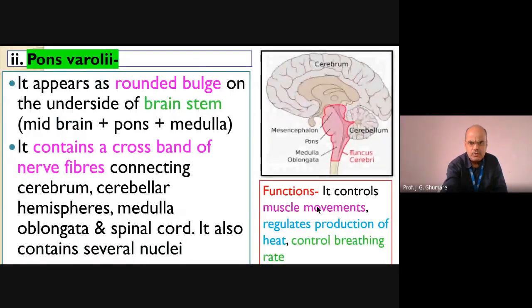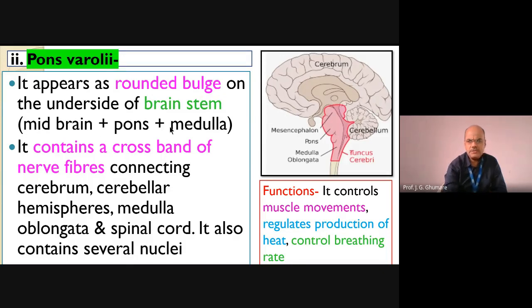The second part is called the pons varolii. See here, this bulging is called the pons varolii. Now here I am showing the total structure as the brain stem, but this bulging is called the pons varolii. It appears as a rounded bulge on the underneath of the brain stem.